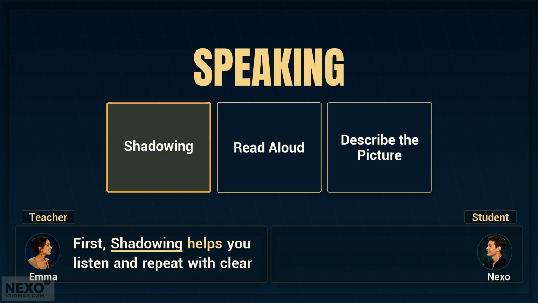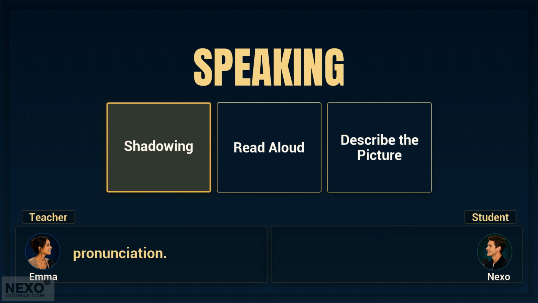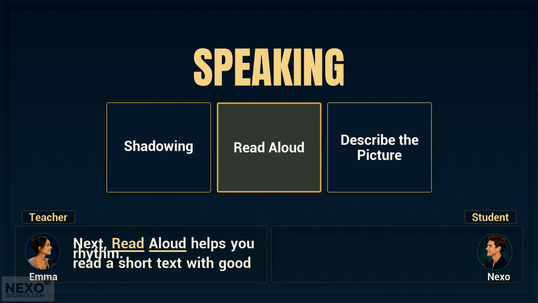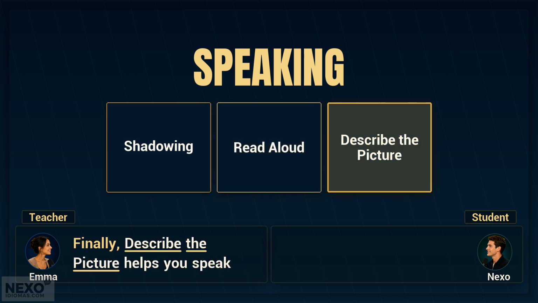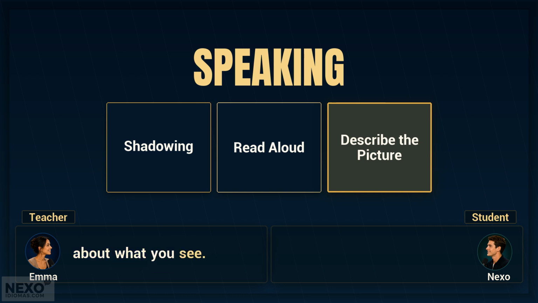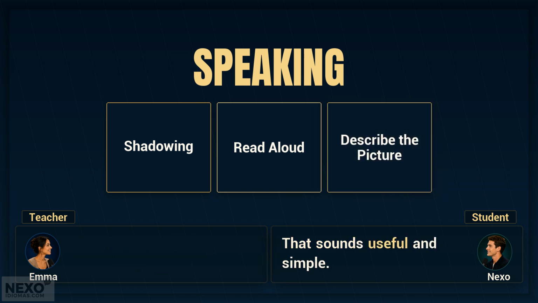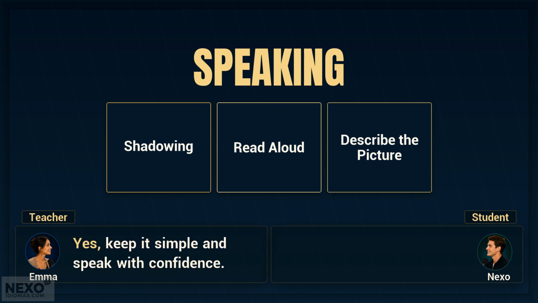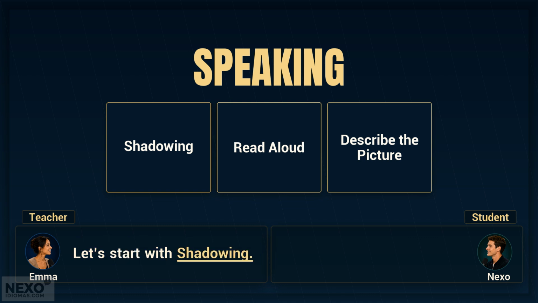First, shadowing helps you listen and repeat with clear pronunciation. Next, read aloud helps you read a short text with good rhythm. Finally, describe the picture helps you speak about what you see. That sounds useful and simple. Yes, keep it simple and speak with confidence. Let's start with shadowing.